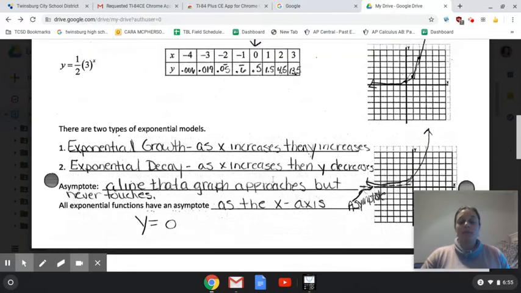So we have two different types of models that we've looked at. We have exponential growth and exponential decay. Obviously, growth is going to show that really sharp incline, and decay is going to show that sharp drop. And you can tell by just looking at the equation. You don't have to graph it on your calculator.